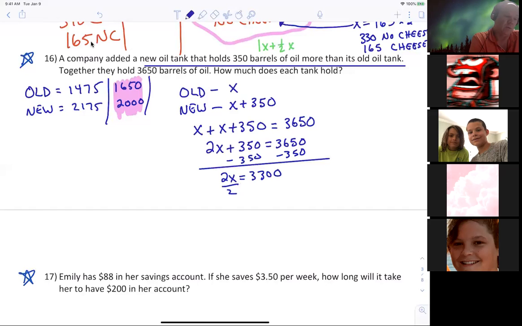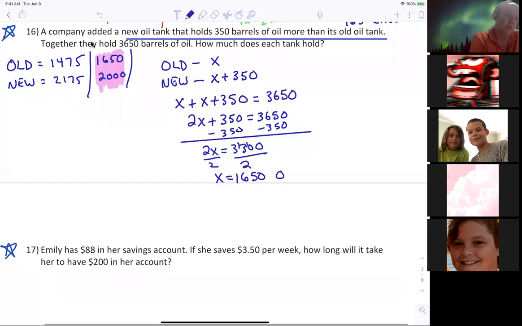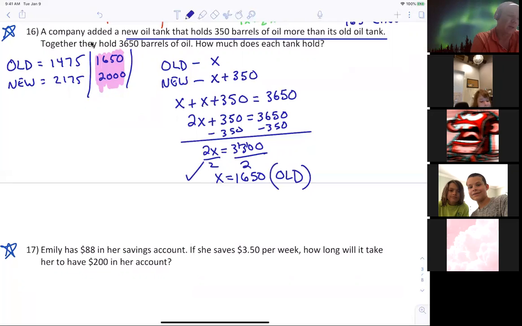So divide by 2. So X, 2 goes into 3, 1, with 1 left over. 2 goes into 13, 6 times with 1 left over. 2 goes into 10, 5. So X is equal to 1,650. And that is the what? That is the old. So if you got that right, pat yourself on the back. I'm proud of you. Can you wait a second? Yep. And then new, you would just take 1,650 and add 350. So that would be 2,000. And 2,000 would be the new.